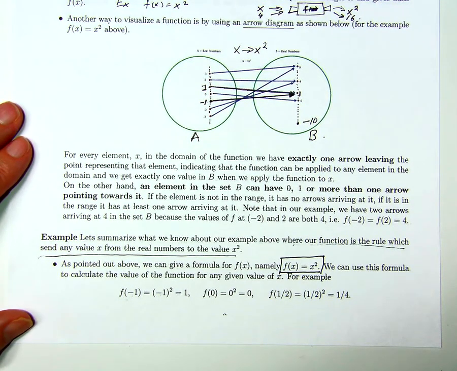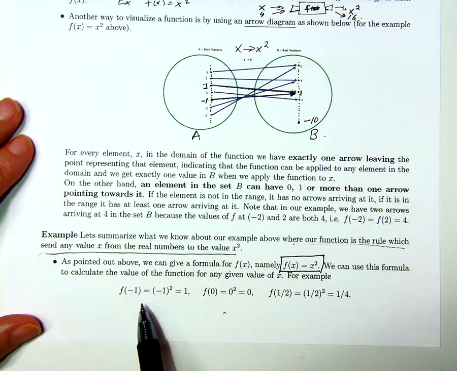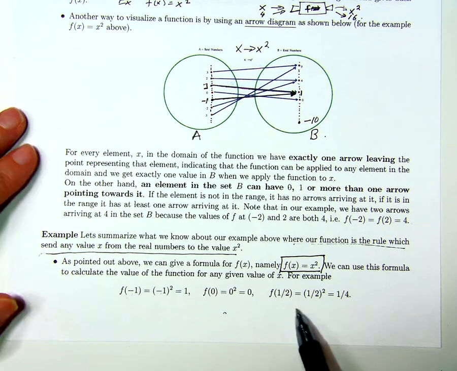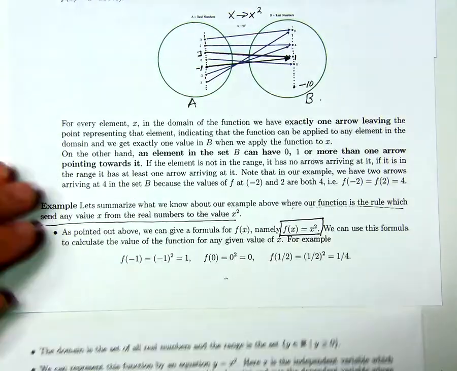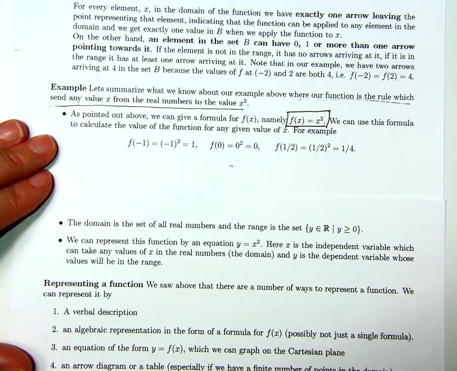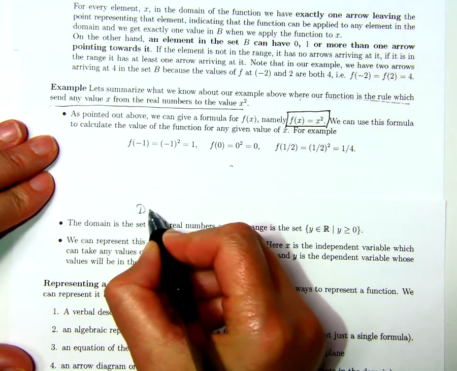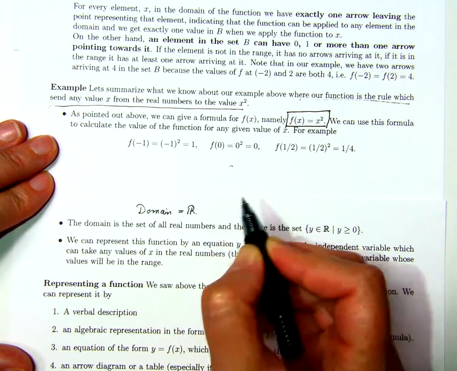We can use this formula to calculate the value of the function for any value of x. F of -1 is -1 squared, which is 1. F of 0 is 0 squared, which is 0. And f of 1/2 is 1/2 squared, which is 1/4. What is the domain? Well, this formula applies to all real numbers, so our domain in this case is all real numbers, and that was the A in our definition.